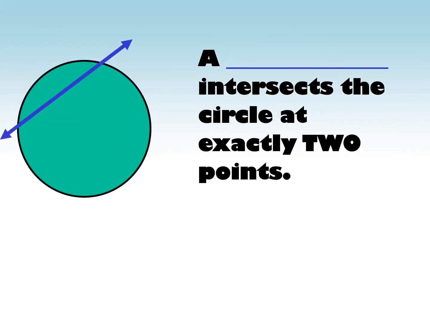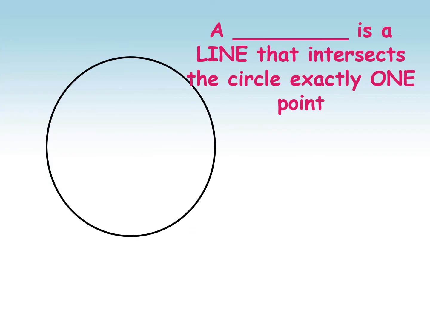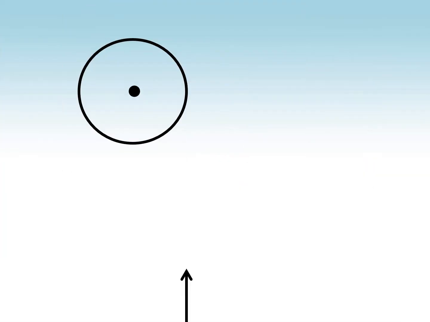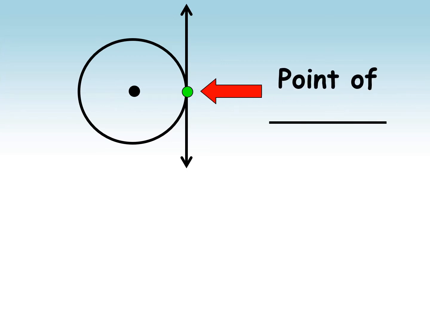Now, a secant intersects the circle at exactly 2 points, while a tangent is a line that intersects the circle at exactly 1 point. So when a tangent intersects a circle, it is exactly at 1 point, and we call this one the point of tangency.